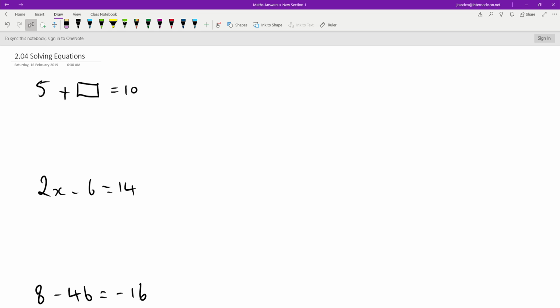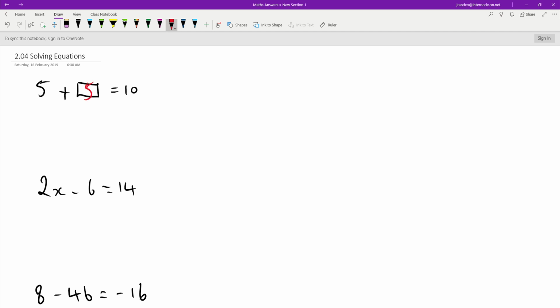Okay, so in this video we're going to look at solving algebraic equations. And the first one we're going to start with up there is using a box instead of a pronumeral, because you might be familiar with that from primary school. So the idea is that you've got to find some unknown value that satisfies the equation, that makes it true. And you can see without very much work at all that the number that should go in the box is 5.